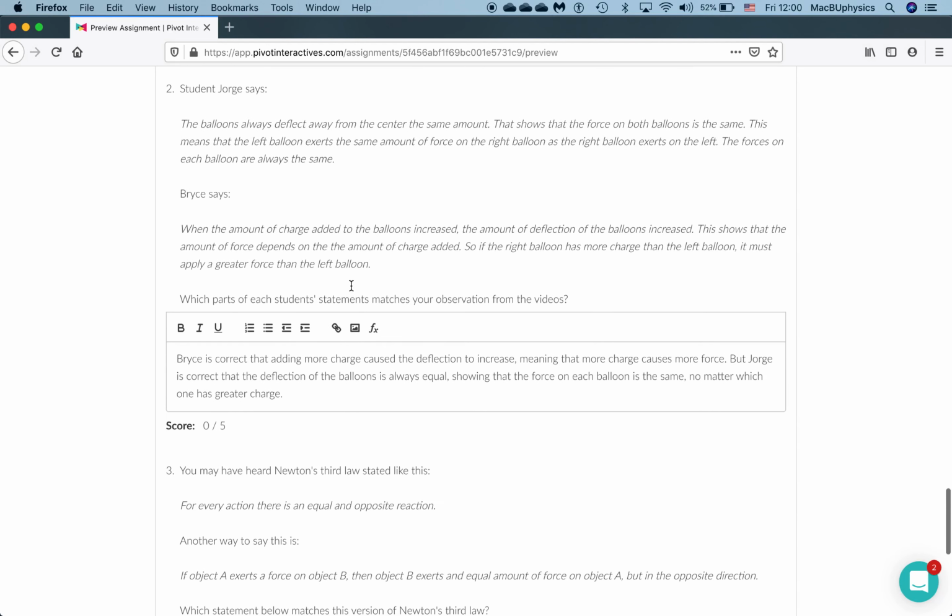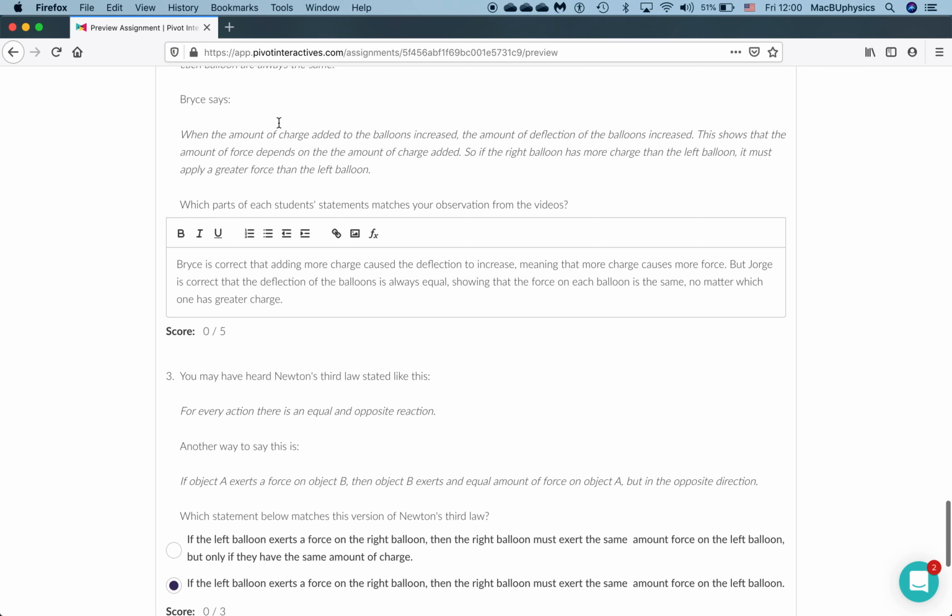So now Jorge says, and what he says is correct. All his statements are correct. Always deflect away by the same amount. Force has the same magnitude, and the force on each balloon is always the same.